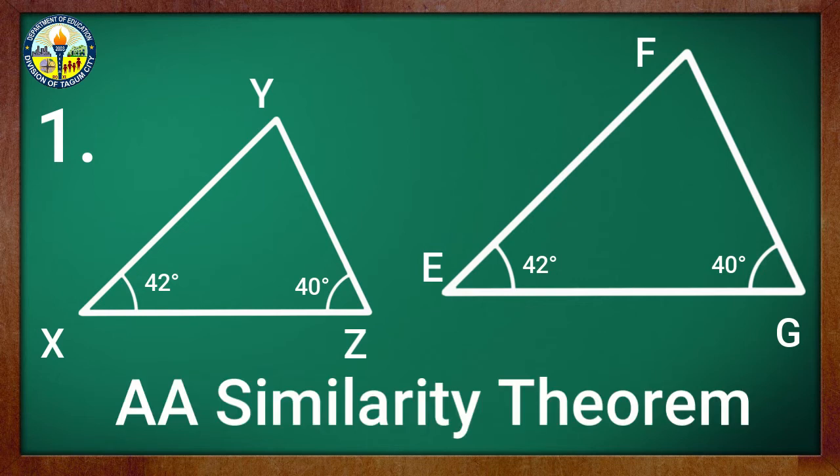AA similarity theorem. Why? It is because in the given illustration, the two angles of the triangle are congruent to the corresponding two angles of another triangle. Angle E is congruent to angle X, and angle G is congruent to angle Z.